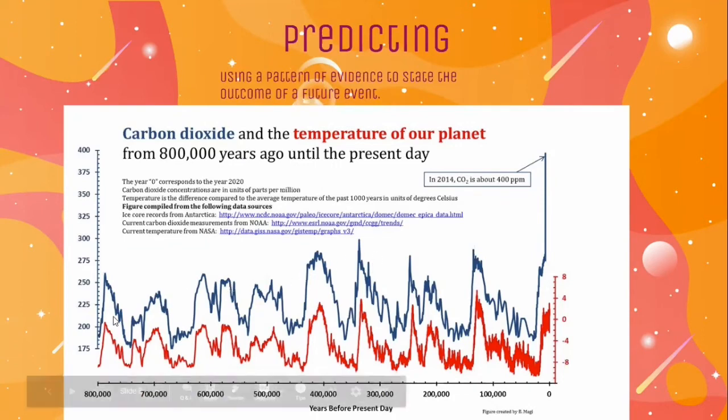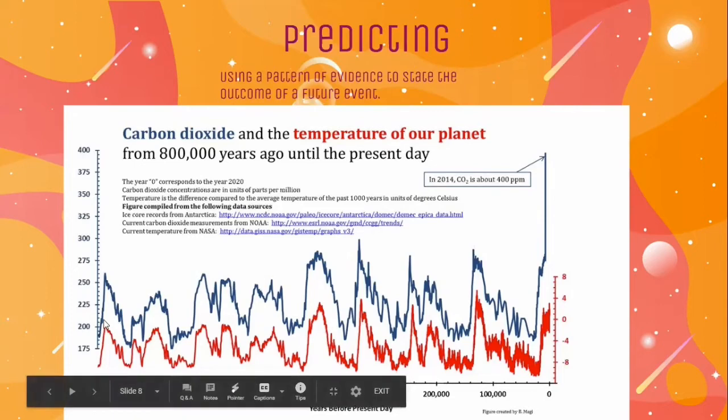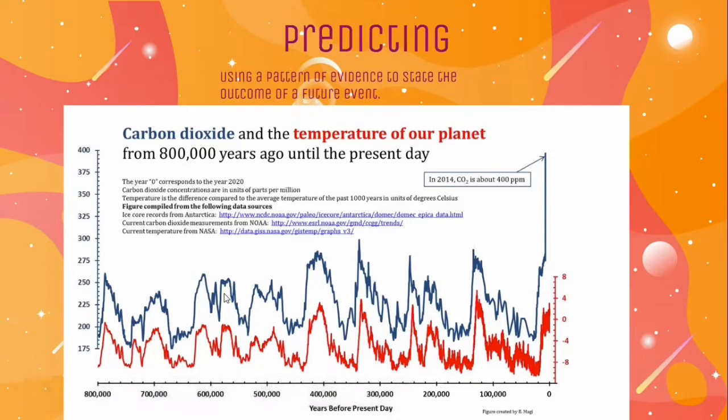But the synchronicity of this graph leads the scientists to make the prediction that the temperature here is going to spike up tremendously, because of the carbon dioxide concentration spiking. And so you probably have heard about this at some point.